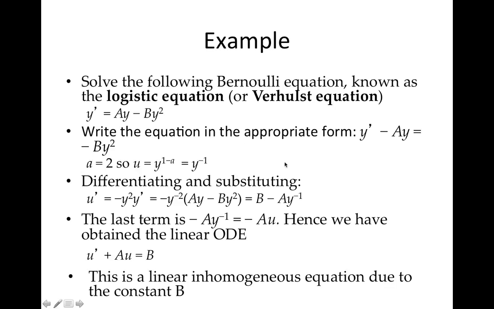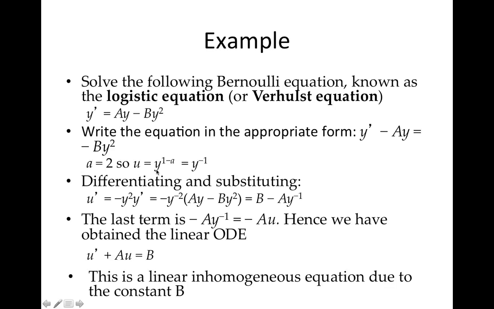put that in the form where we have y prime minus a function of x times y is equal to a function of x times y to the n, y to the a. So this is just the modified form, doing some algebra. And now we can identify that a, our exponent on y, is equal to 2.